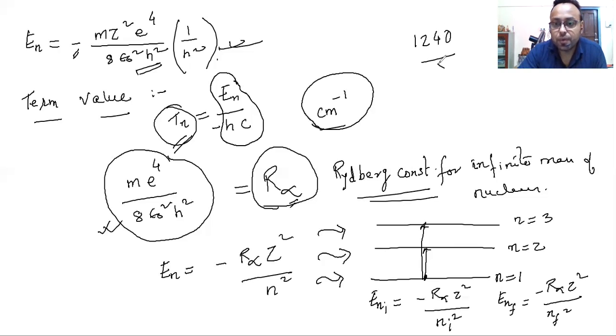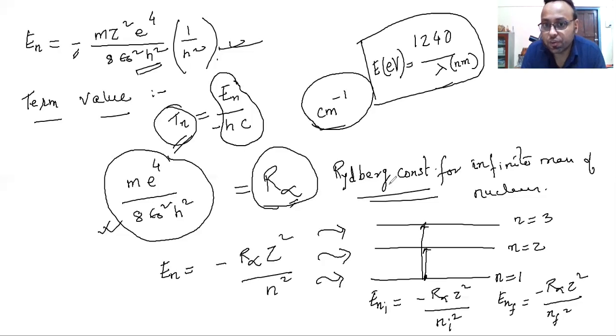1240 divided by lambda in nanometer equals energy in electron volt. You can use this formula to always find the corresponding energies and corresponding wavelengths. Suppose energy is 3 electron volt, then what is the corresponding wavelength? Simply take lambda this side, energy this side, divide 1240 by 3. So for 3 electron volt, you'll get around 410 nanometer wavelength. It's a relation, you just remember this. Your lambda is in nanometer and the energy is in electron volt.